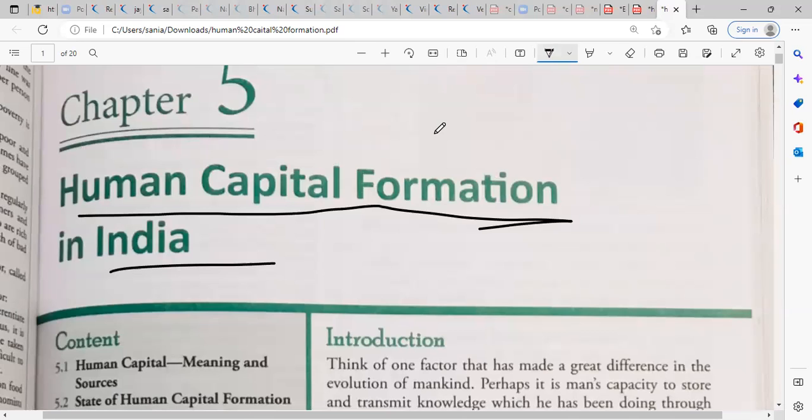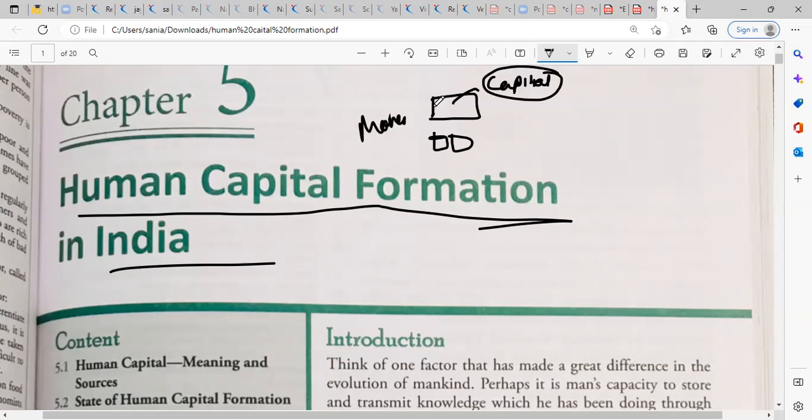See, for example, if you have this printing machine, and because of this printing machine you are printing the books and you are selling it and you are getting money. This printing machine is your capital. Why? Capital is basically anything which will give you money. So this is physical capital, right?